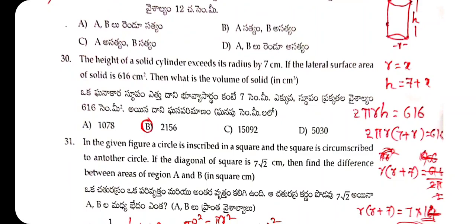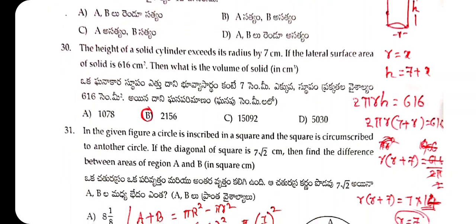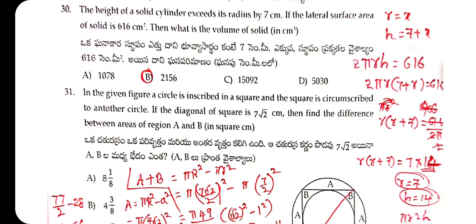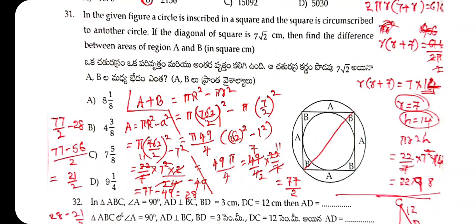We know very well, the lateral surface area of a cylinder is 2 pi r h, that is 616. h means 7 plus x, so I am substituting. If you bring all this together, you will get r into r plus 7 is equal to 7 into 14. So the r value is 7, the h value is 14. If you substitute in pi r square h, you will get the answer 22 into 98.